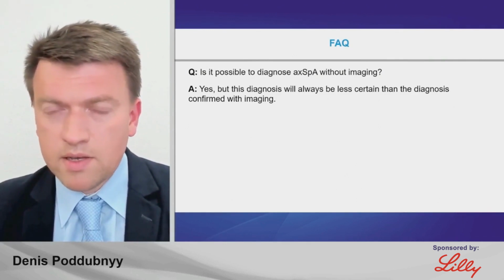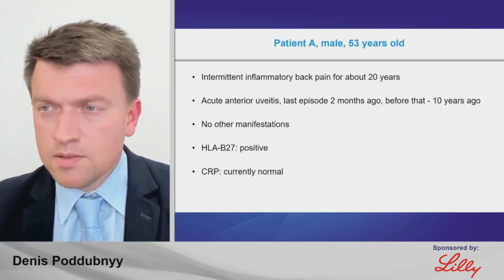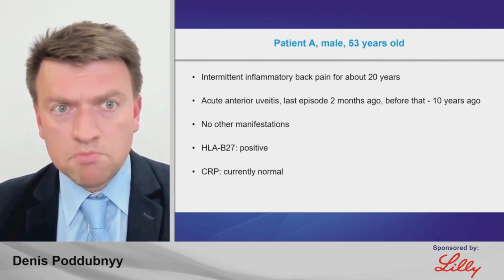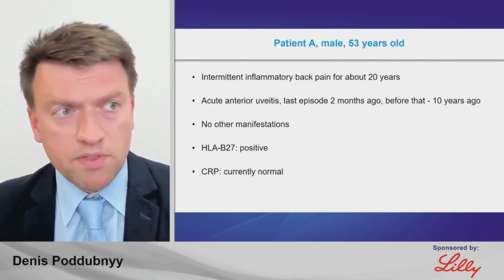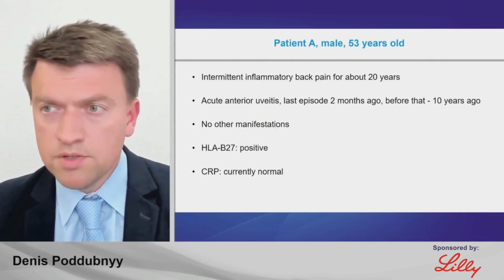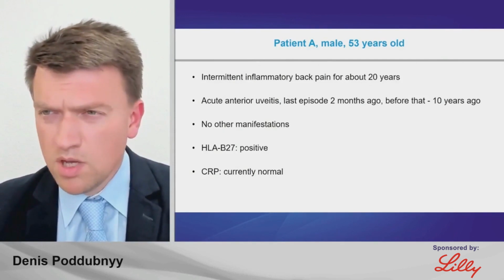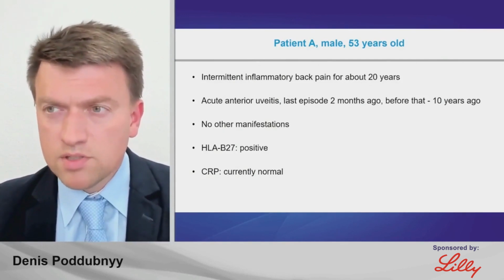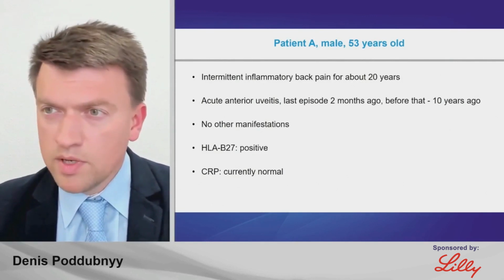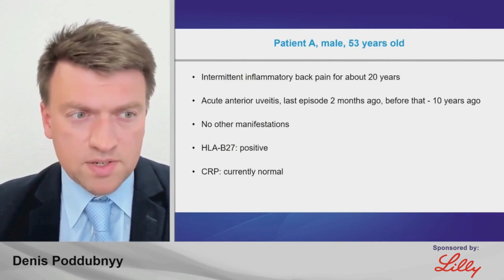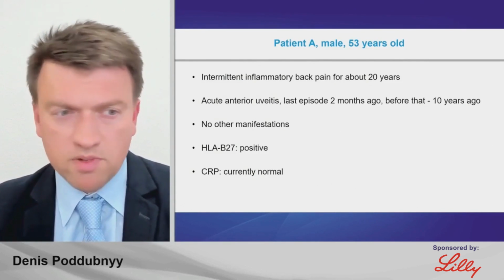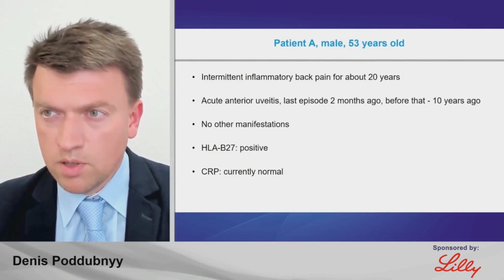Let me illustrate this with a patient example. This patient, a male patient, 53 years old, was referred to a rheumatologist by an ophthalmologist because of intermittent inflammatory back pain for about 20 years and the presence of acute anterior uveitis, with the last flare about 2 months ago and the previous episode about 10 years ago. There were no other spondyloarthritis manifestations, and HLA-B27 was positive, CRP was currently normal.